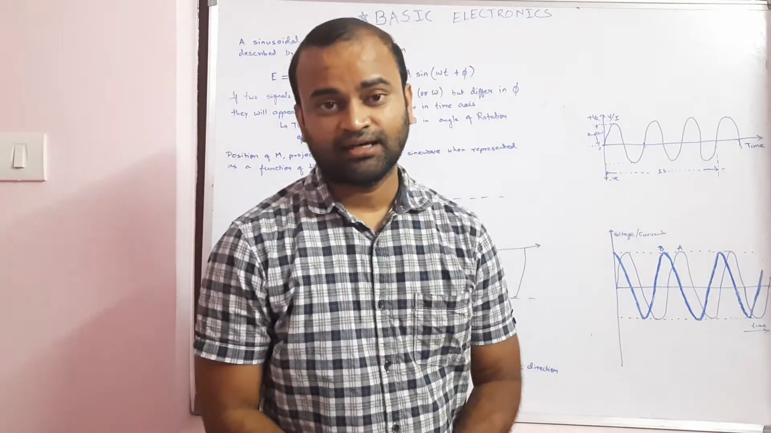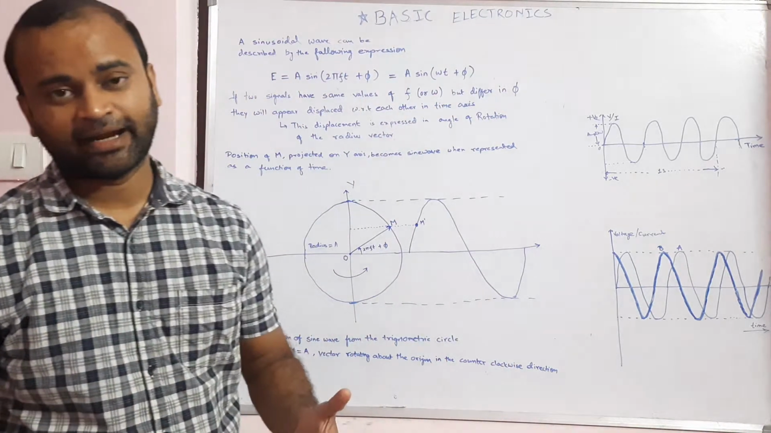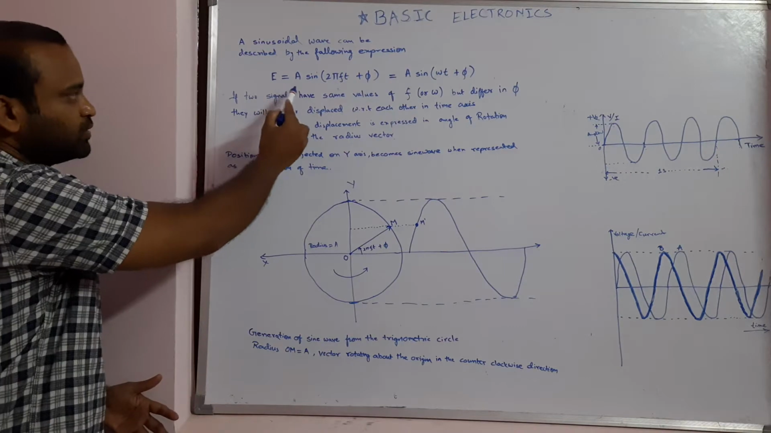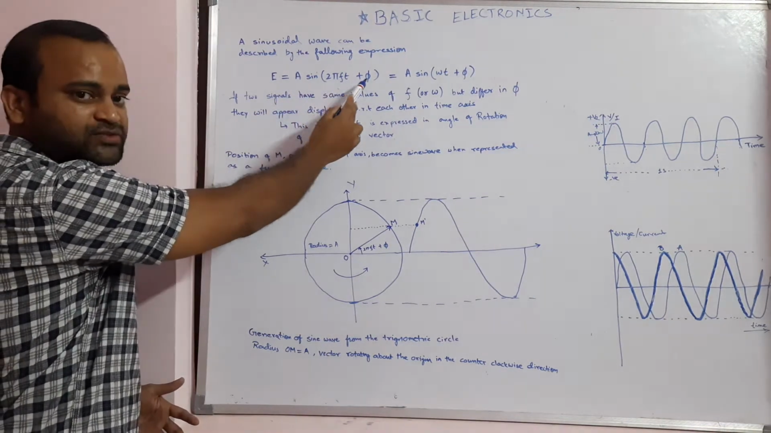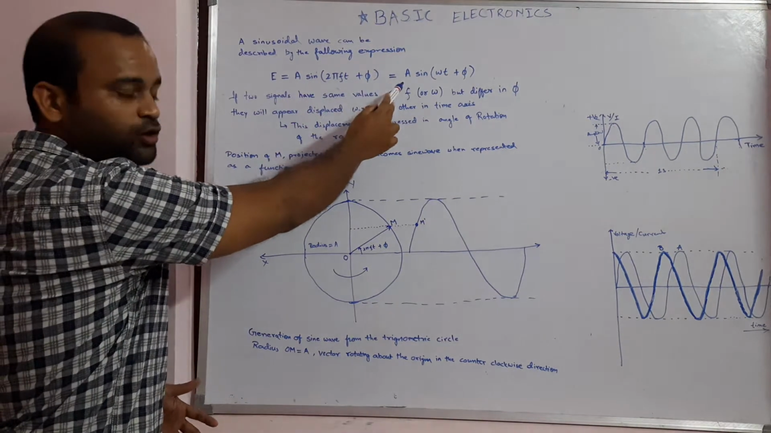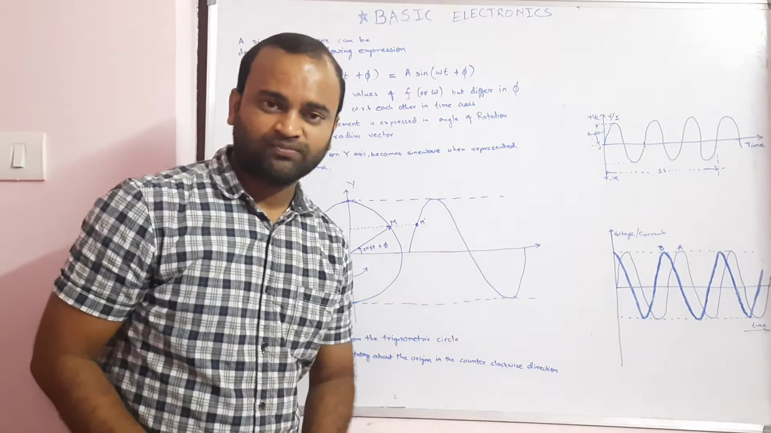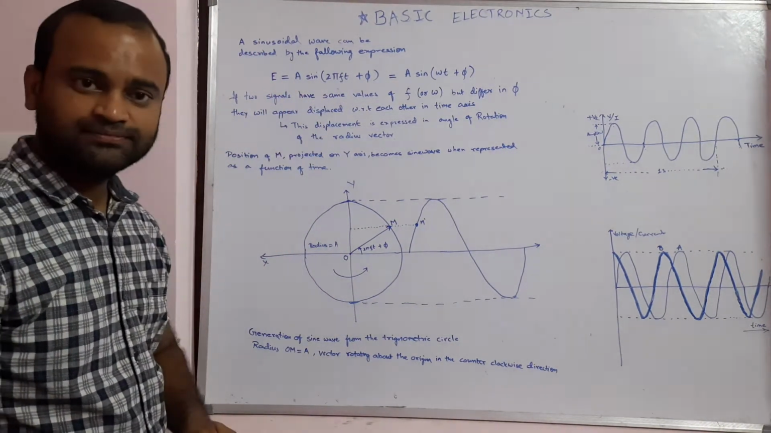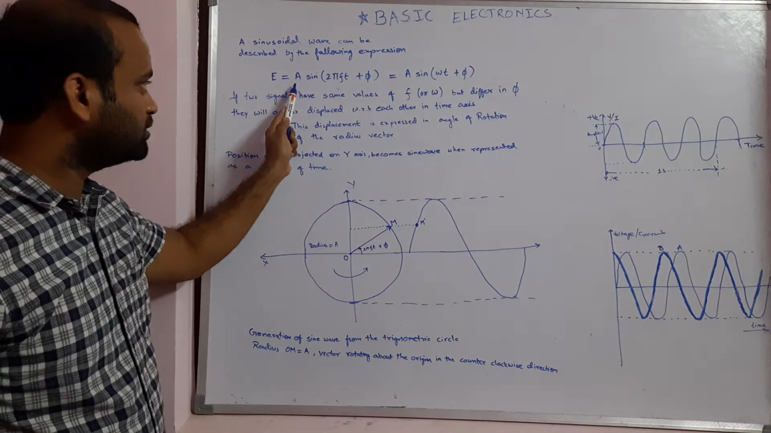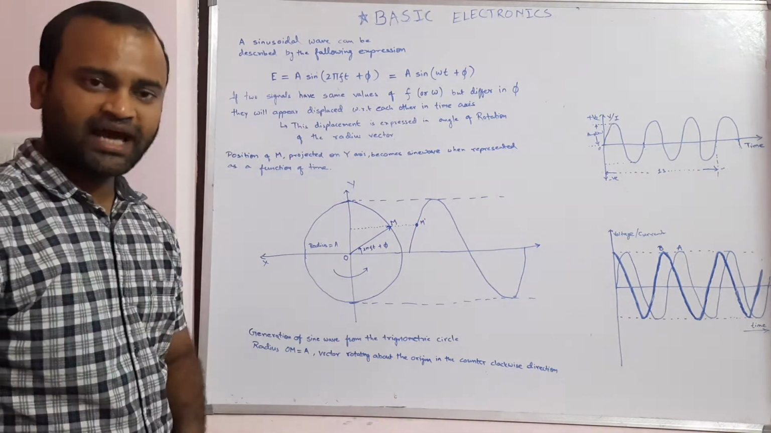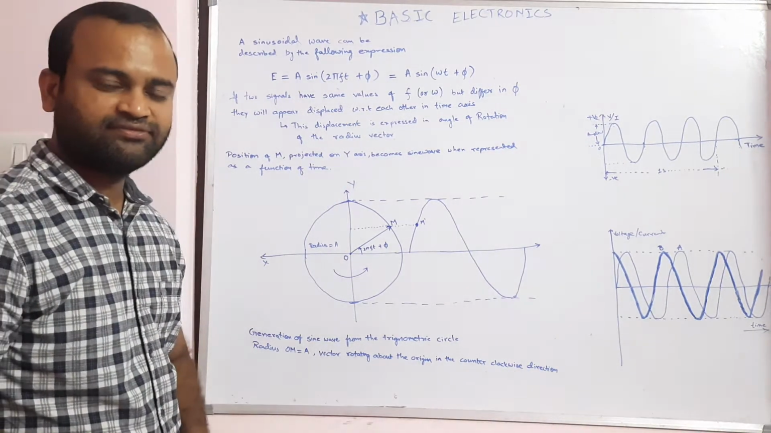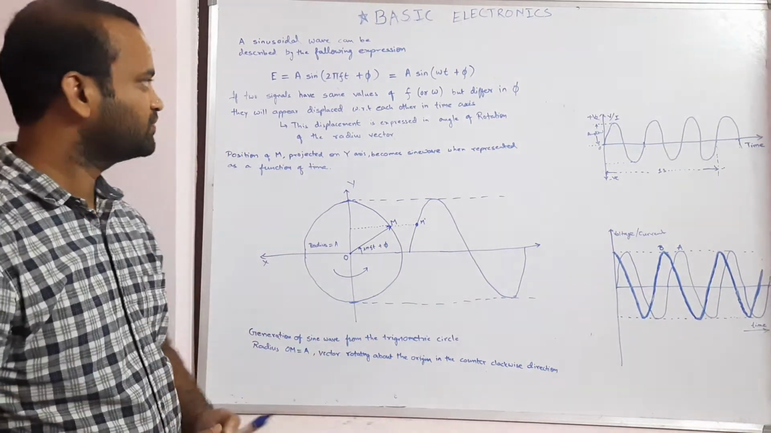In general, a sinusoidal wave can be described by using the following expression. That is, E equal to A sin 2 pi ft plus phi, or A sin omega t plus phi. In this expression, f is the frequency, A is the amplitude, t is the time, and phi is the phase difference with some reference.